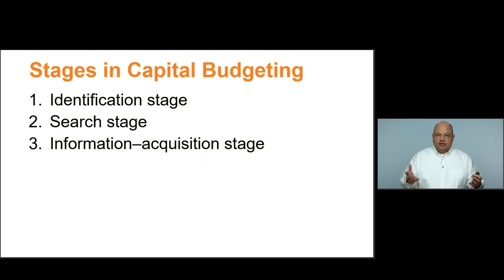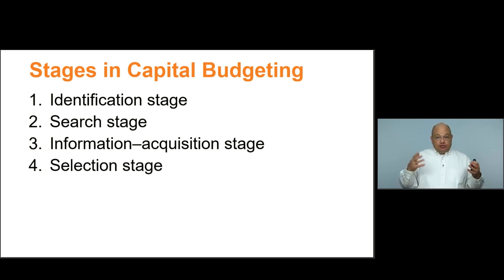The third stage is the information acquisition stage, where we find out what are the costs, what are the benefits from each of these different options. What are the cash flows out? What are the cash flows in? What are the qualitative things that we need to consider? Not just the cash in and the cash out, but what about the quality of the product? What about the environmental impact? What about goodwill with our existing customers? Okay, so we need to get all of that information.